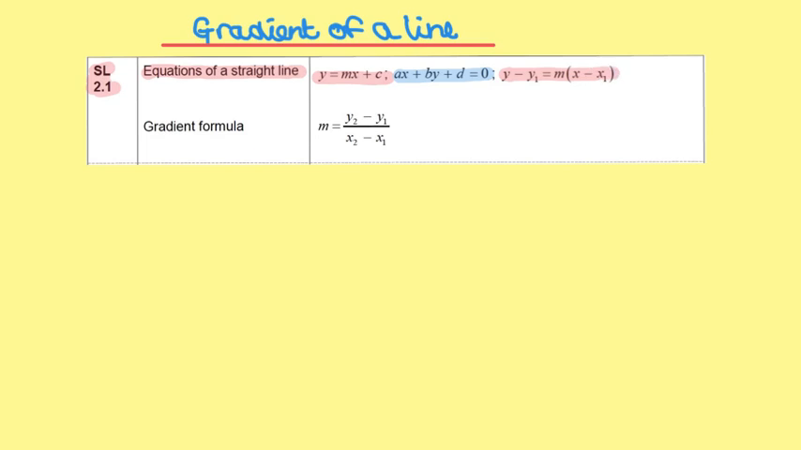Please note that the standard notation that denotes the gradient of a straight line is m, which appears in y equals mx plus c and also appears in y minus y1 equals m(x minus x1). The gradient formula is also given, which is m equals y2 minus y1 over x2 minus x1.